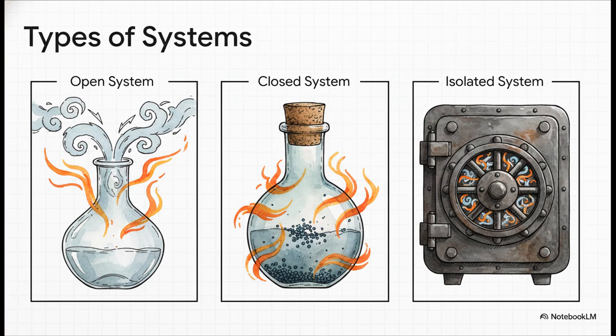Then, we have a closed system, which is a bit more strict. Energy can cross the boundary, usually as heat or work, but the mass is completely trapped inside. And finally, an isolated system. This is the ultimate vault. Absolutely nothing, no energy, no matter, can enter or leave.